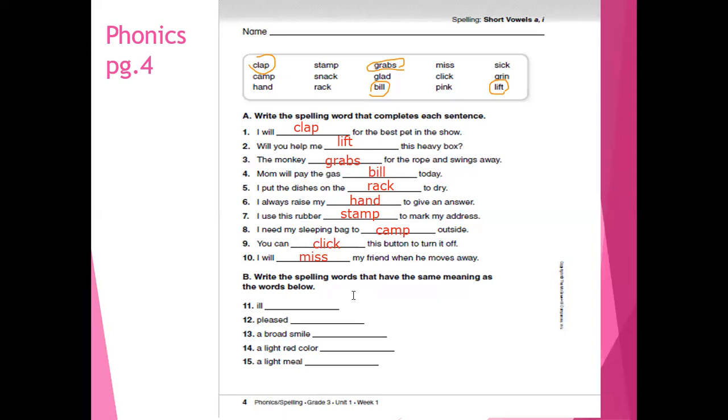Write the spelling words that have the same meaning as the words below. Ill means illness or sick. Here we have pleased. Pleased, that means happy or glad. These are synonyms. That means they have the same meaning. A broad smile or a big smile. A light red color, pink. A light meal, snack.